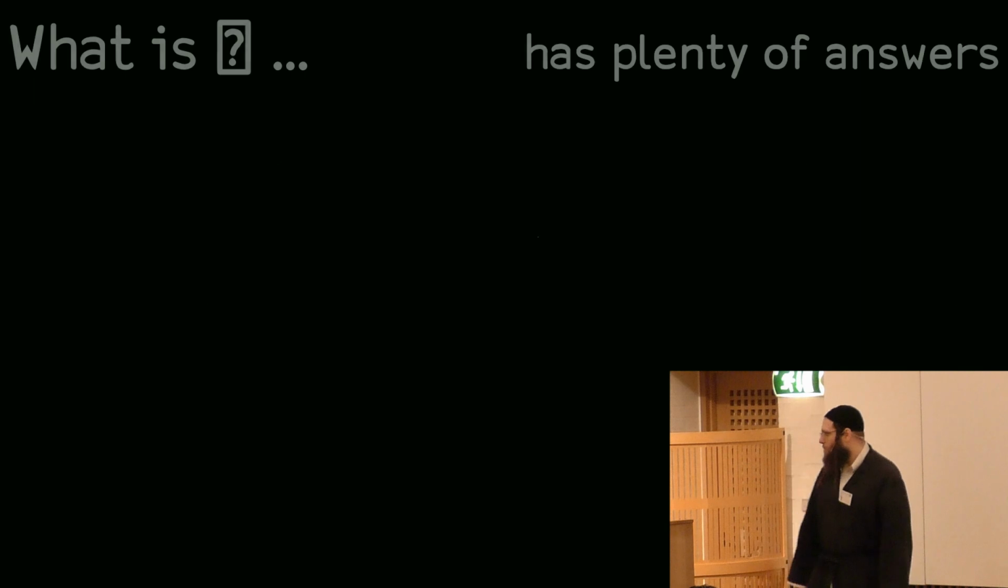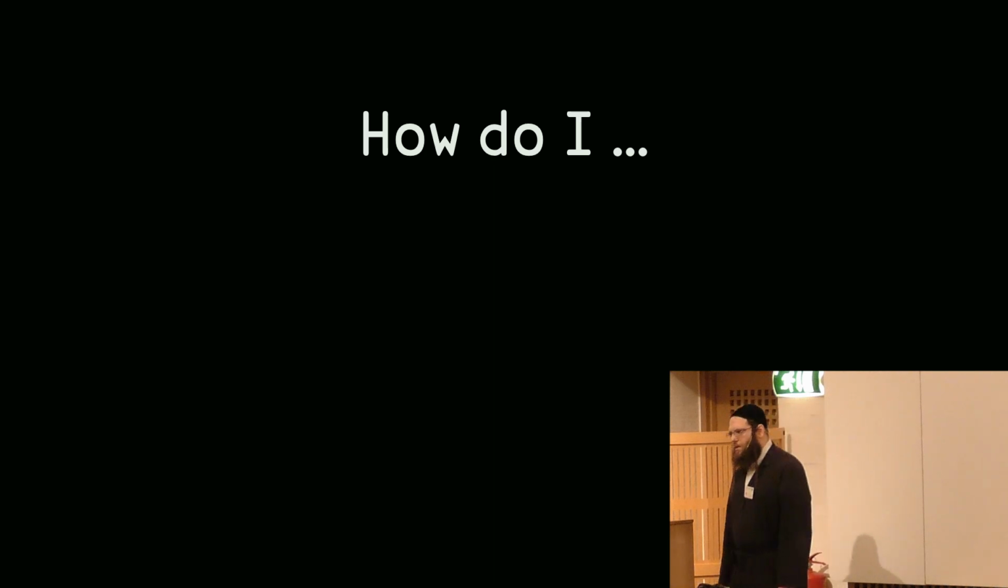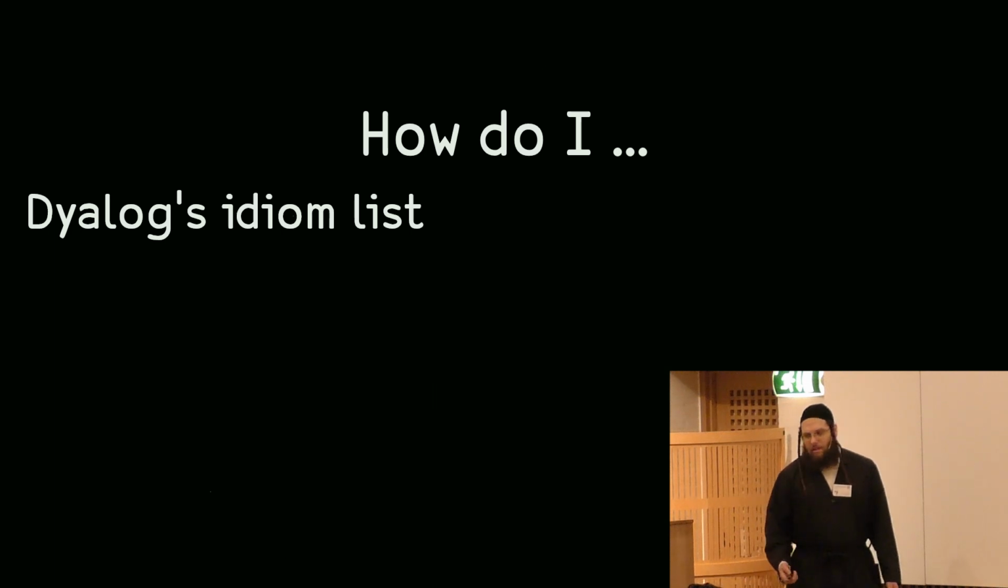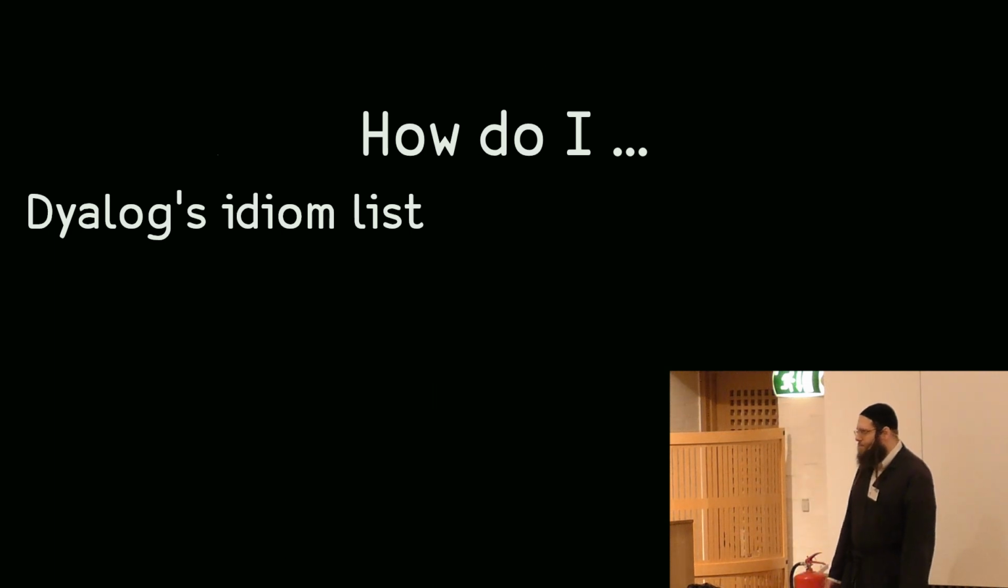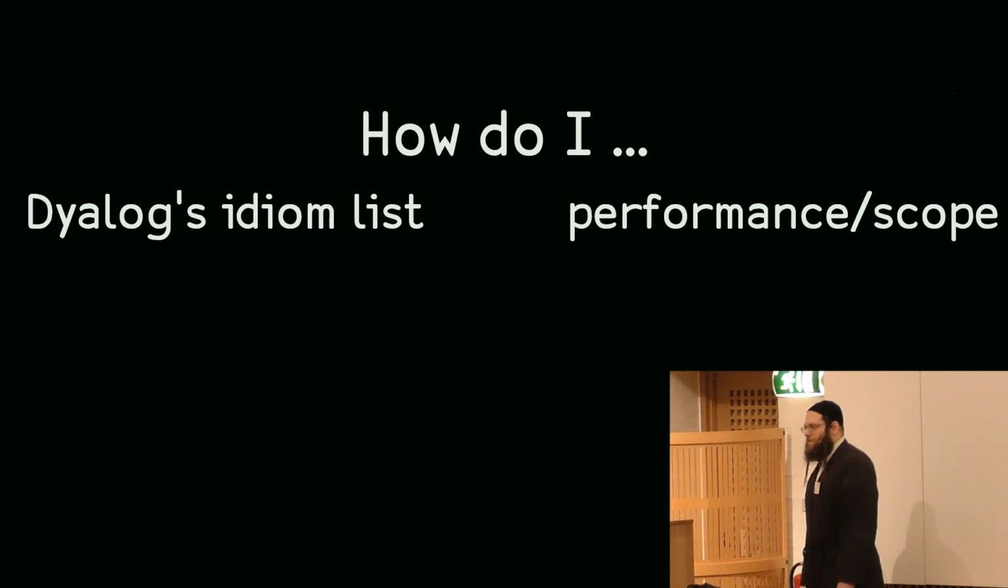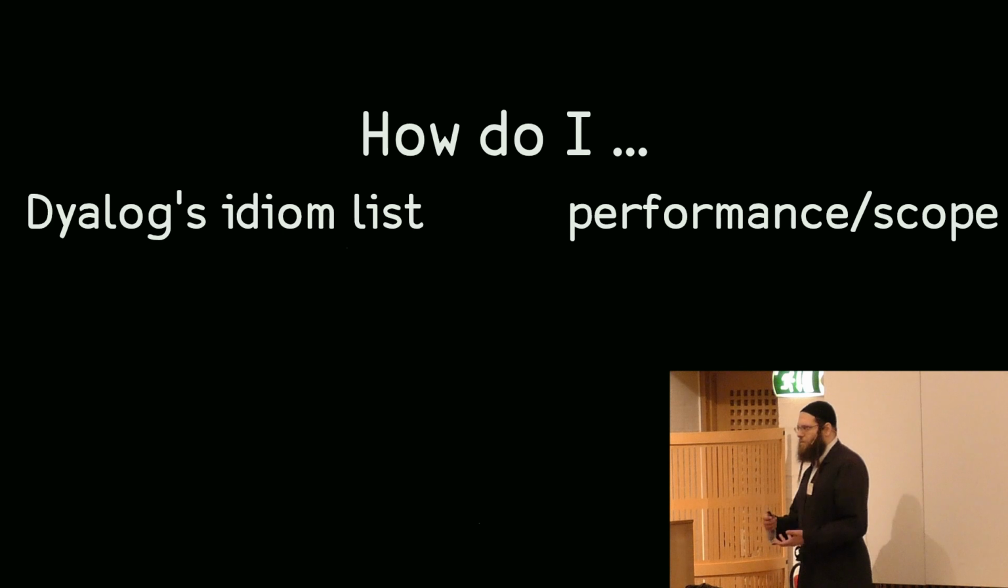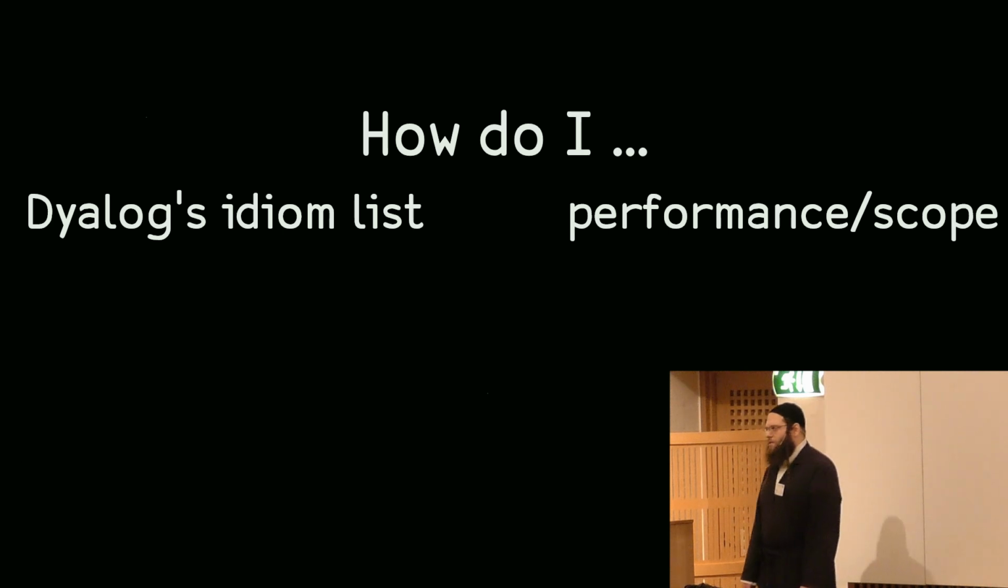Only problem was, they were actually asking, how do I do things? And for that, there aren't so many answers, but there are some, right? Natural place to go is Dyalog's idiom list. Right, makes sense. The only problem is, that's not really what it's intended for. It's just which things are specially sped up, and it's very limited. It doesn't say anything that's generally applicable.